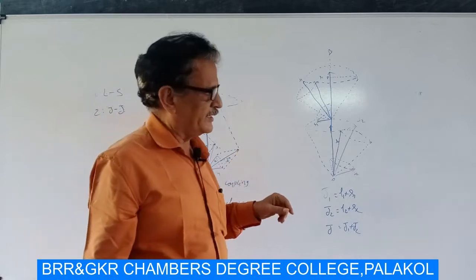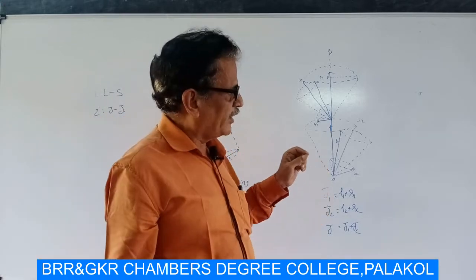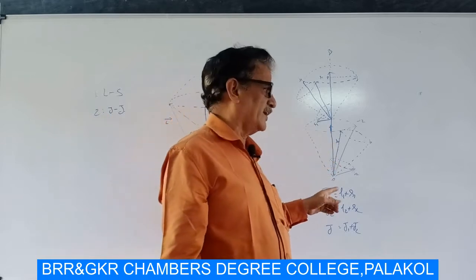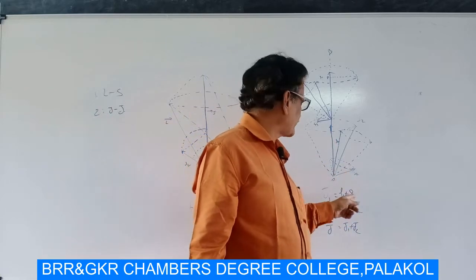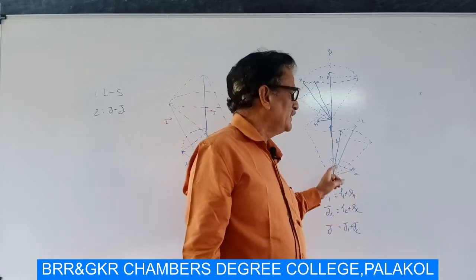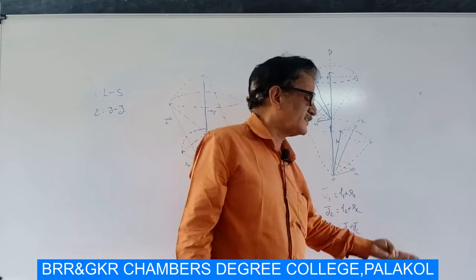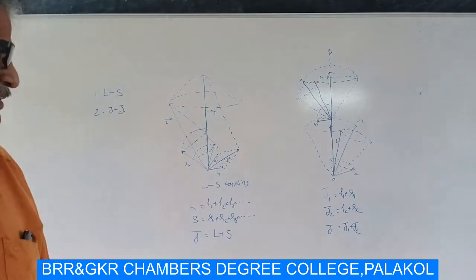In JJ coupling, we have to determine the total angular momentum of the individual electrons separately. So J1 for the first electron is L1 plus S1. Similarly, for the second electron it is L2 plus S2. Then the resultant is given by J equal to J1 plus J2.